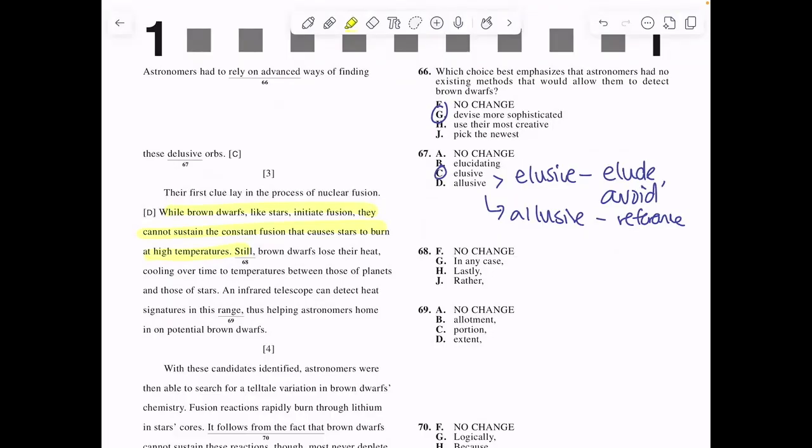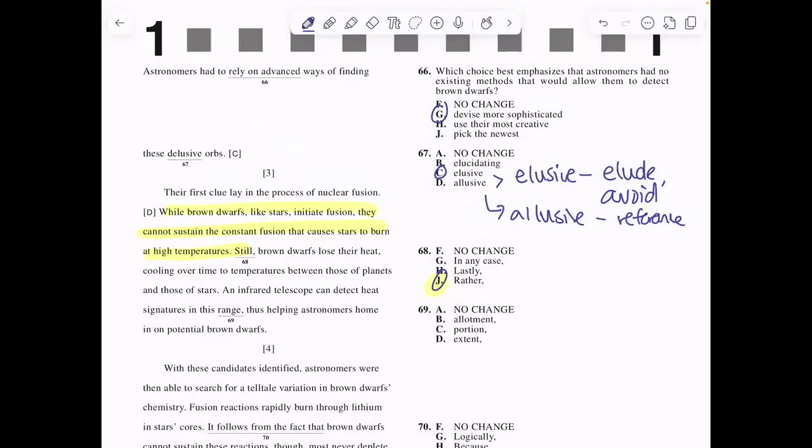Still, brown dwarfs lose their heat, cooling over time to temperatures between those of planets and those of stars. I would go J here because it's the opposite. While brown dwarfs initiate fusion, they can't sustain the constant fusion of stars. Instead, they lose their heat. Like our star is constantly having all these reactions that keep it burning, brown dwarfs do not have that opportunity.